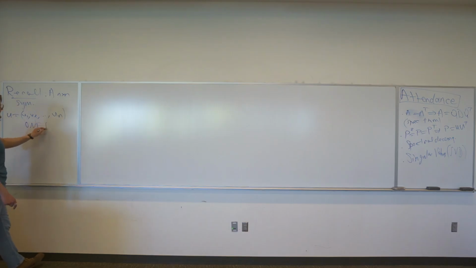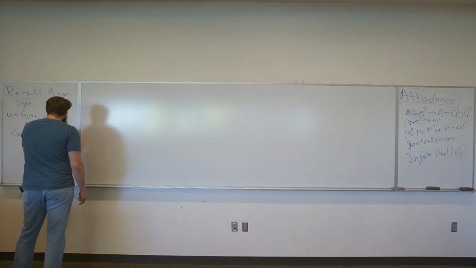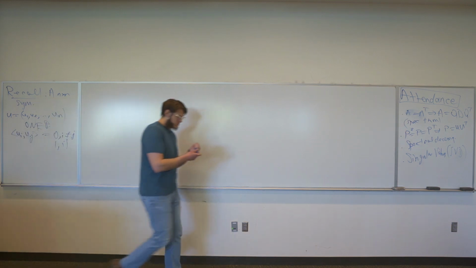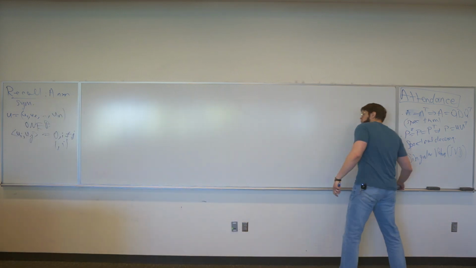Orthonormal eigenbasis. So what does that mean? Let's remind ourselves. First of all, any two vectors in my basis are orthogonal. So if I dot any two vectors, that gives me 0. We can write it like this: if i is not equal to j, 0; if i is equal to j, 1. That's the orthonormal part.